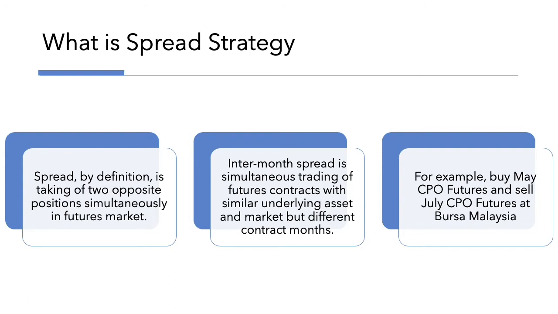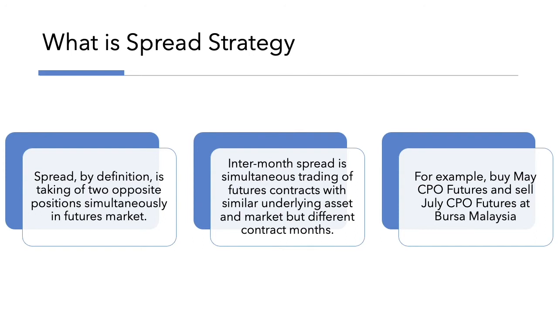In this video, I would like to discuss inter-month spread. So what is inter-month spread? Inter-month spread is a simultaneous trading of futures contracts with similar underlying asset and similar market but different contract month. For example, you buy May CPO futures and sell July CPO futures at Bursa Malaysia. So this is an example of inter-month spread.